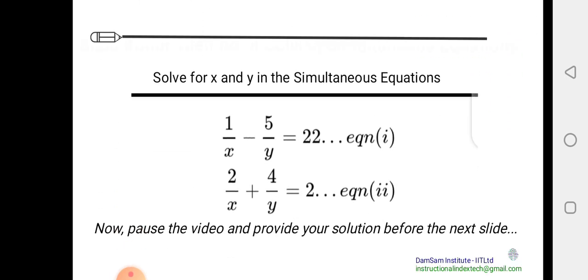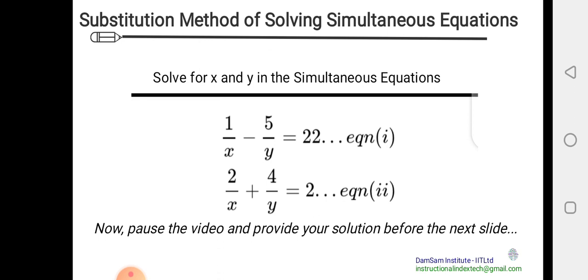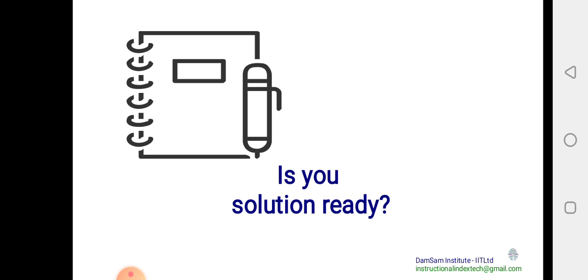We'll be using the substitution method to solve this simultaneous equation problem. But at this time, I would like you to pause the video, copy out the question and give it a try before you move to the next slide. I hope you have done that.